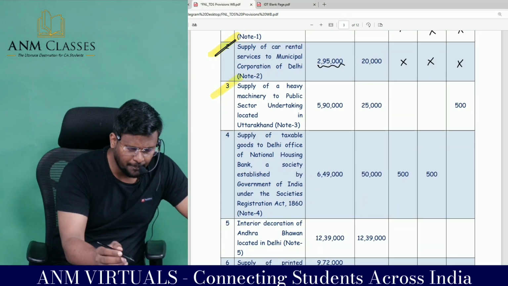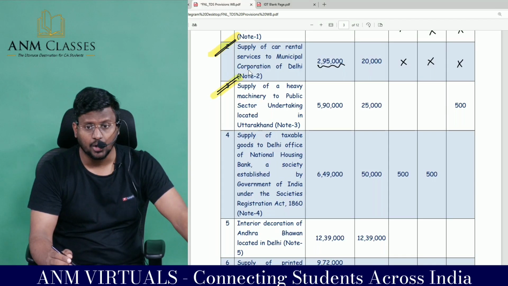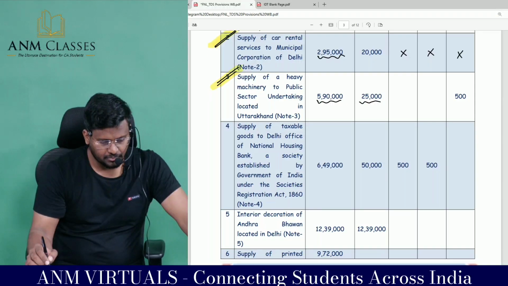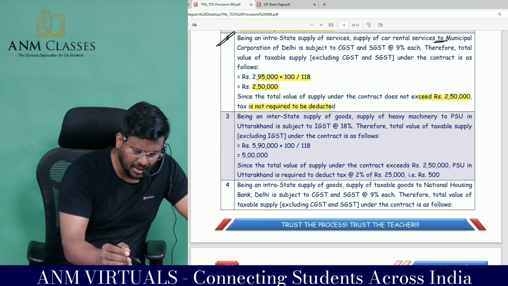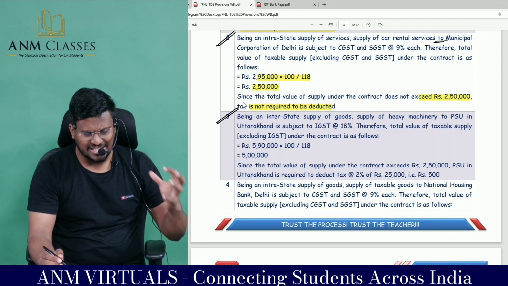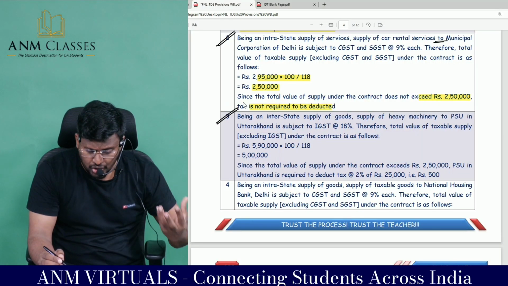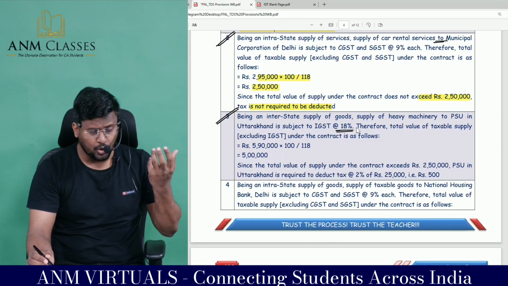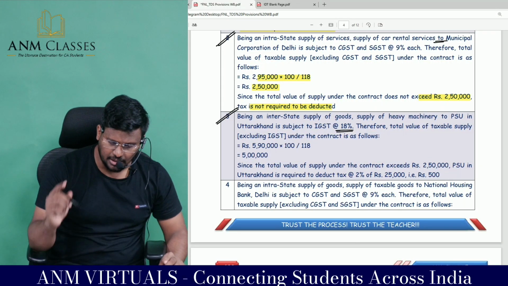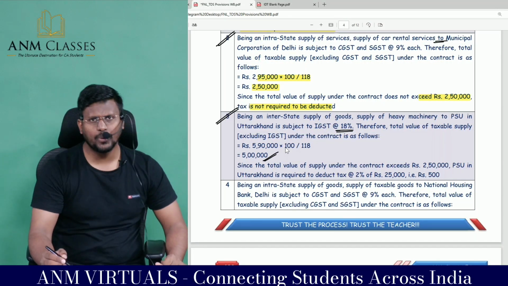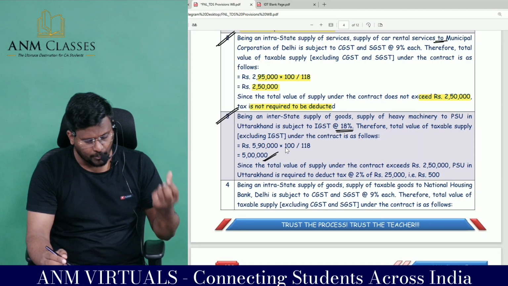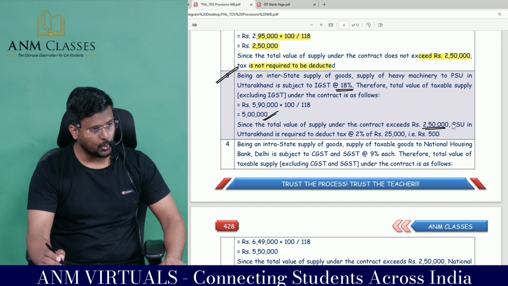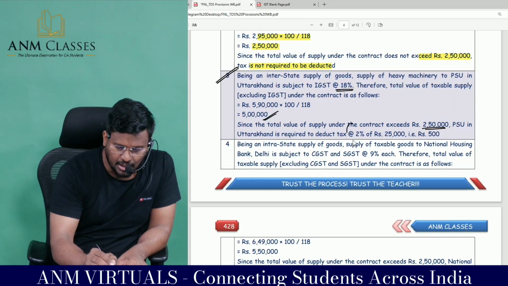Supply of heavy machinery to public sector undertaking located in where? Uttarakhand. What is the total value? What is the outstanding amount? I am reading note number 3. Being an interstate supply of goods, supply of heavy machinery to PSU in Uttarakhand is subject to IGST at how much percent? Therefore, total value of taxable supply excluding IGST under the contract is how much lakh? Which is nothing but 5,90,000 divided by 118 into 100. Since the total value of supply under the contract exceeds 2,50,000, PSU in Uttarakhand is required to deduct tax at how much percent?